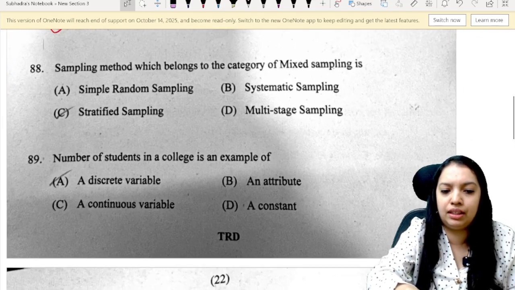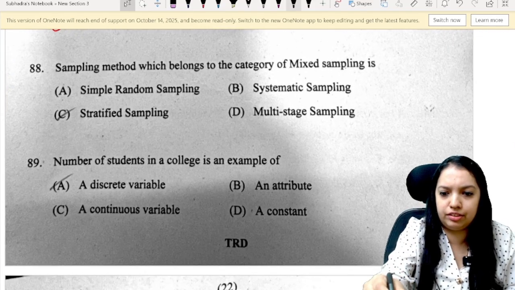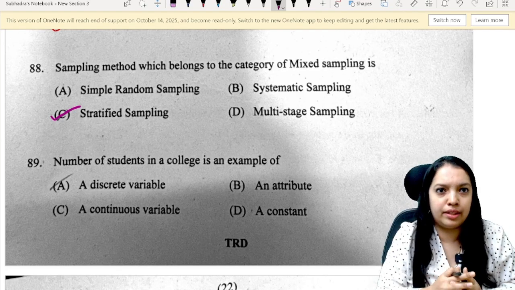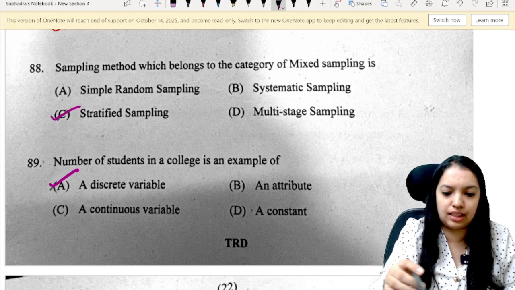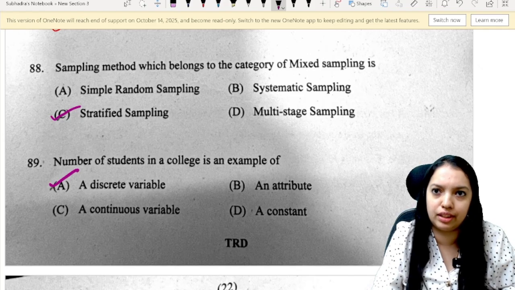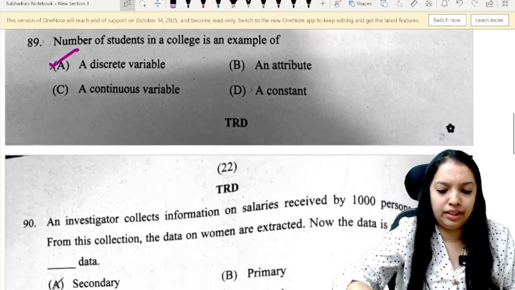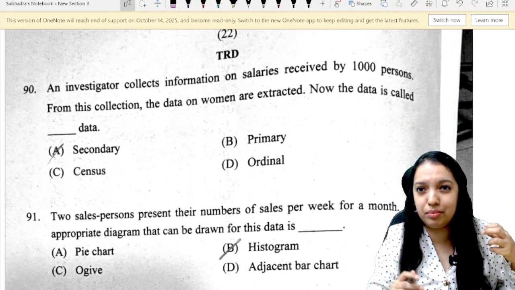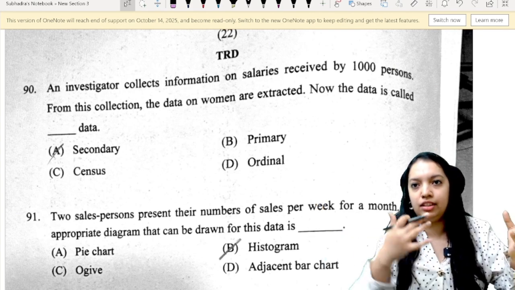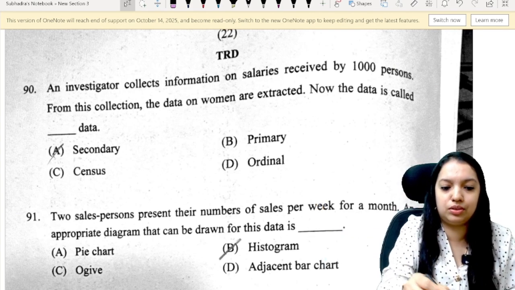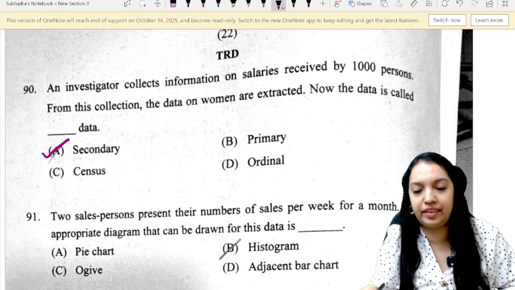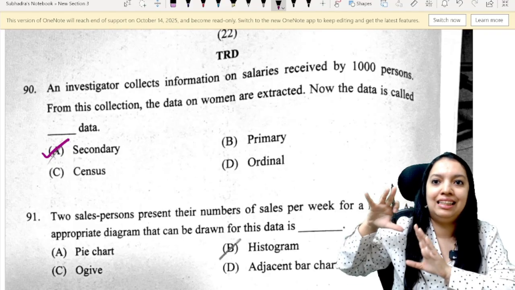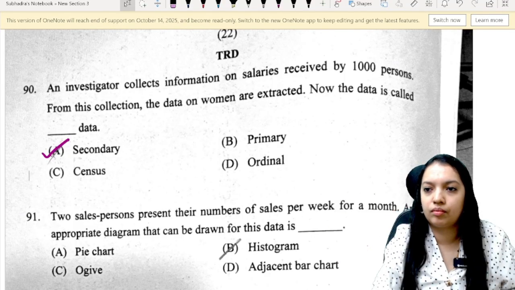A branch of mixed sampling we can say is stratified sampling, in which we take into consideration many groups. The number of students in a college is an example of a discrete variable because you can count them. Next, an investigator collects information, and from that the women's salary data is extracted. He is not taking it directly, so this is known as secondary data, because primary data you directly collect for the same purpose, secondary data for a different purpose.